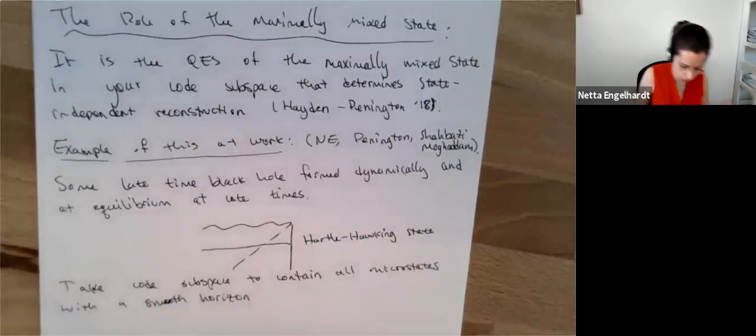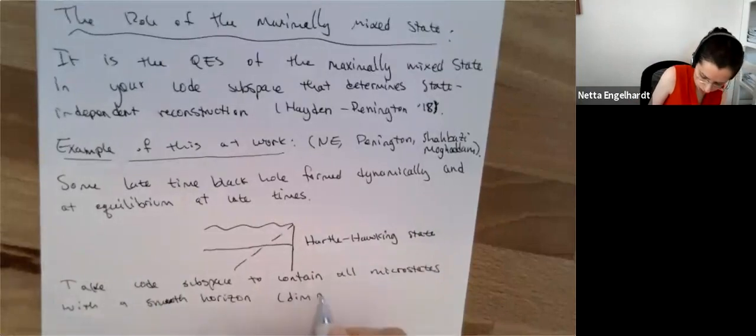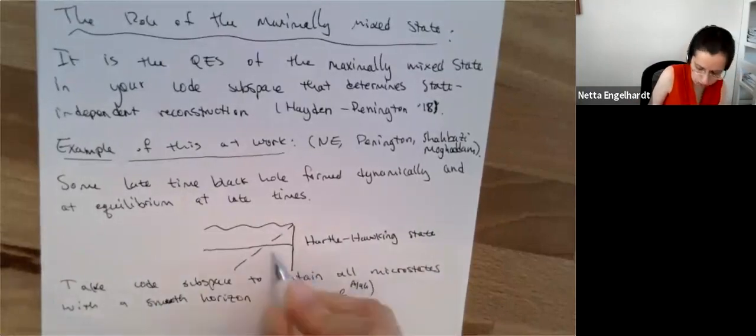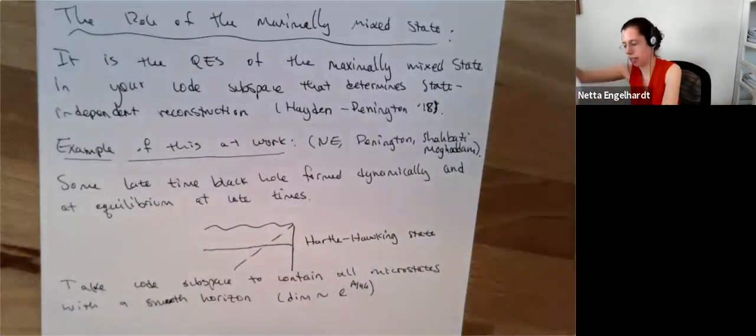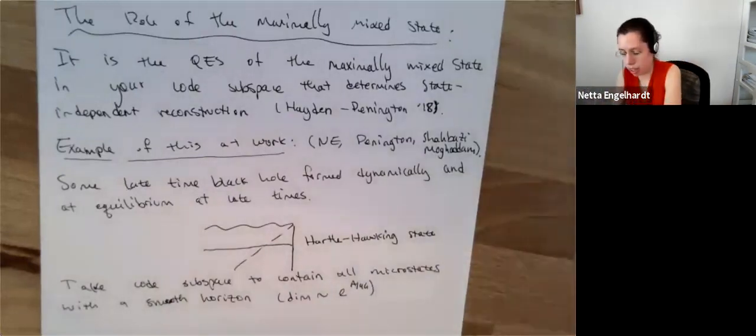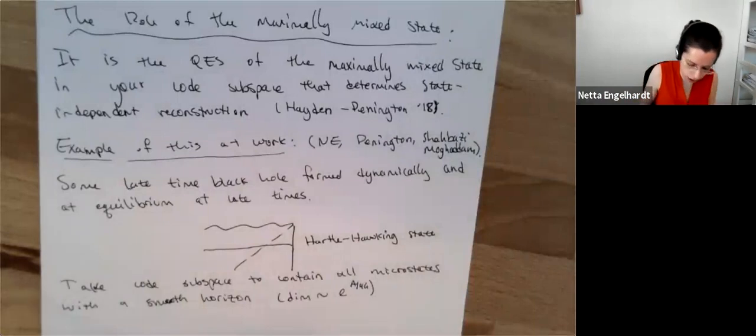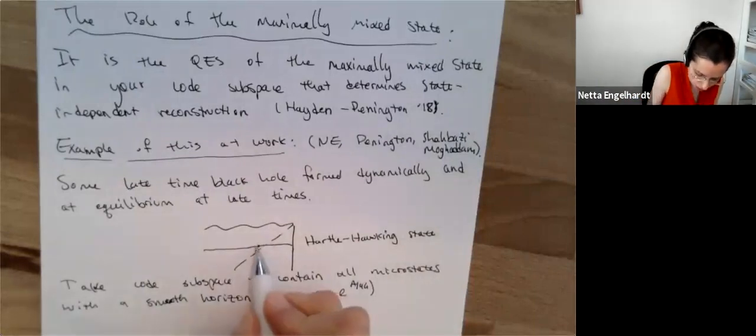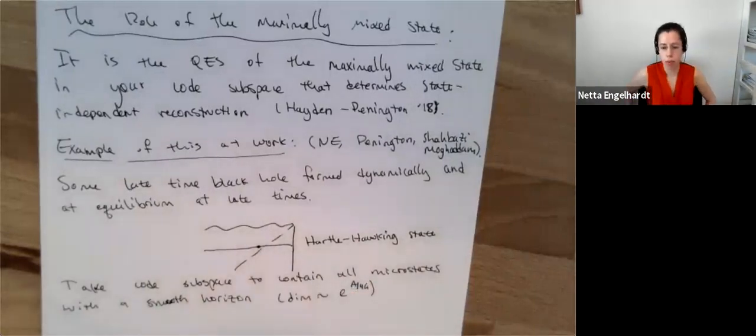So we expect this to be of dimension e to the A over 4G, where A is the area of the event horizon at late time. Now, suppose we would like to reconstruct some operator over here. If we want to do any kind of reconstruction, we have to be able to turn on operators, which means we have to expand our code subspace to not just include the Hartle-Hawking state, but to include other states of quantum fields in this background.